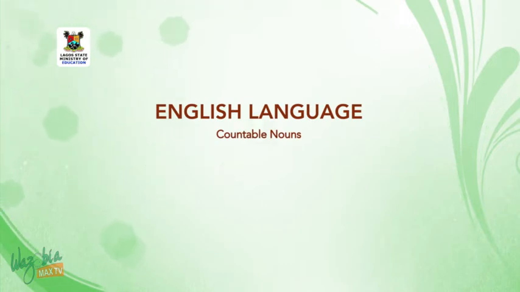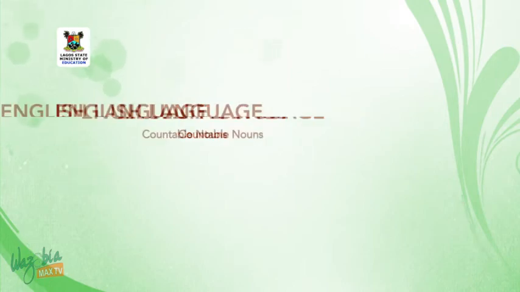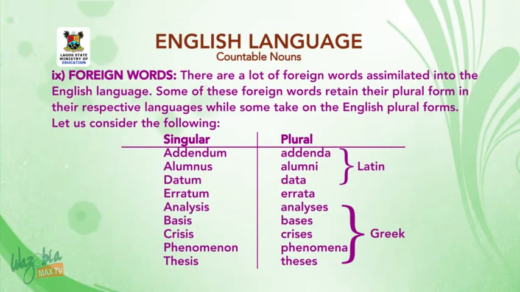Welcome back to the final segment of this class. Nine, foreign words. There are a lot of foreign words assimilated into the English language. Some of these foreign words retain their plural form in their respective languages, while some take on the English plural form. Let us consider the following. Addendum, addenda. Alumnus, alumni. Datum, data. Erratum, errata. They are from Latin.